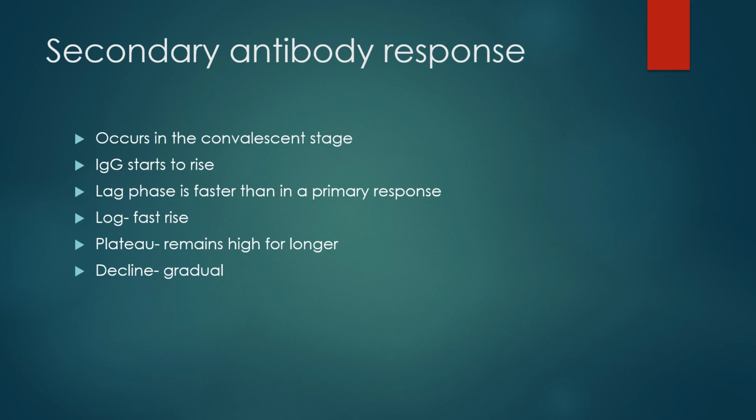T memory cells stimulate the antibody production. This response occurs in the convalescent stage of the disease. There are some IgM antibodies that may be present in the secondary antibody response, but those titers are very low. The lag phase is slow with a rise in antibody titer at about 1 to 3 days. Okay, and then the log phase, there's a fast rise in the log phase. In the plateau phase, the IgG antibody remains high longer than in a primary response. And then there's a gradual decline of antibody titer in the secondary antibody response.